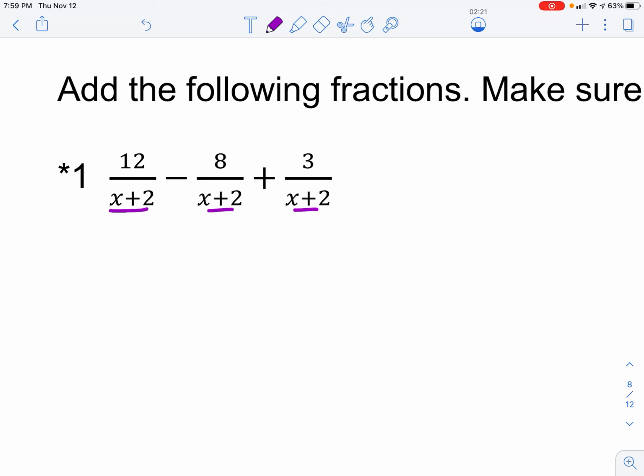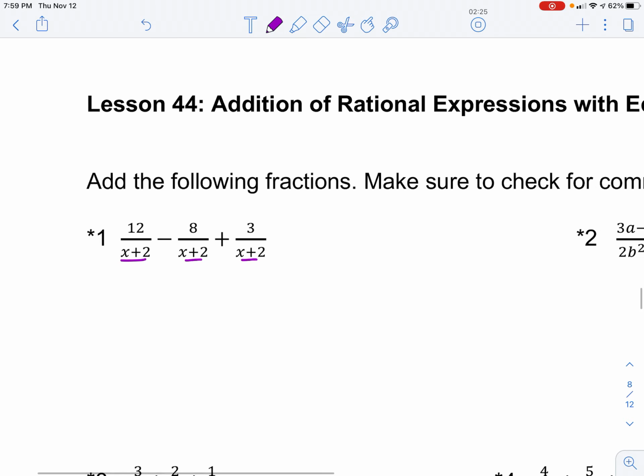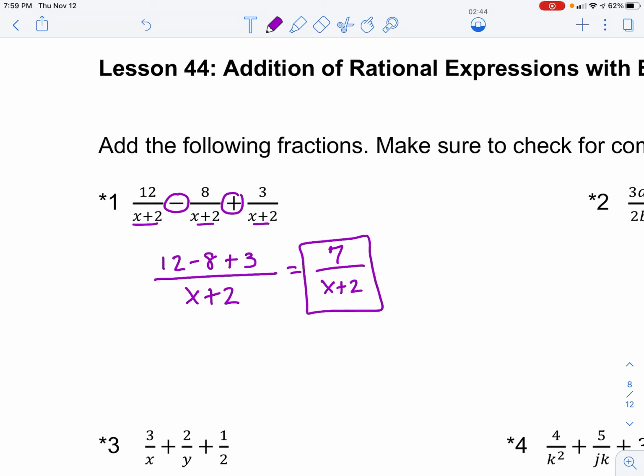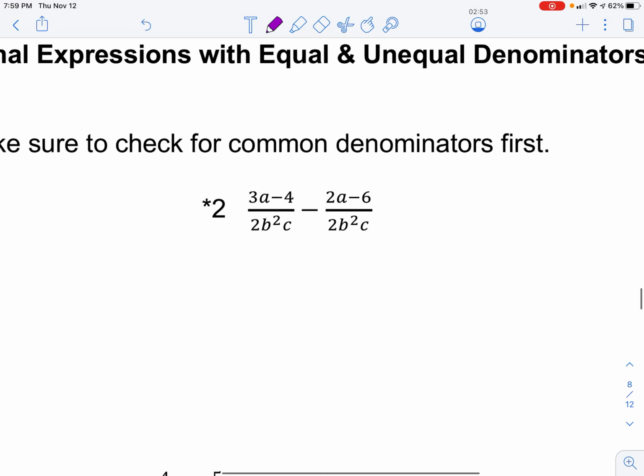So I can simply put these together by saying, I'm going to write underneath it. Okay, I have minus and plus here. So I'm just going to make my numerator 12 minus 8 plus 3 all over x plus 2, which is going to be 7 over x plus 2. And that is simplified down to its final form. Okay, so we handle that just like a normal fraction. Let's look at number 2.